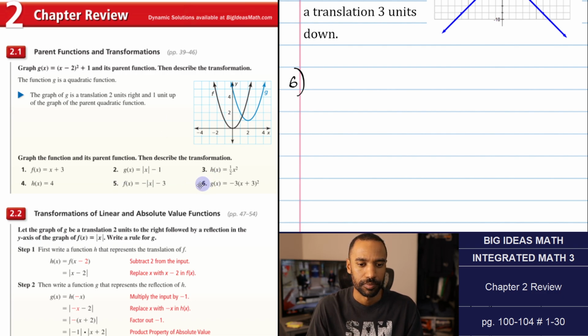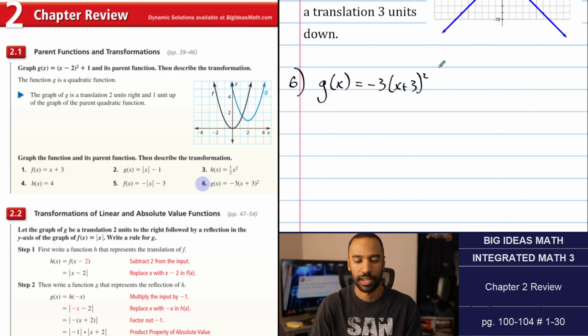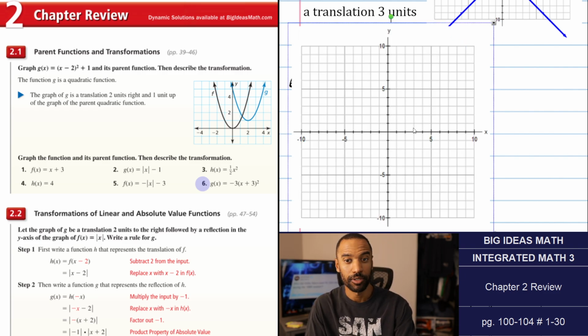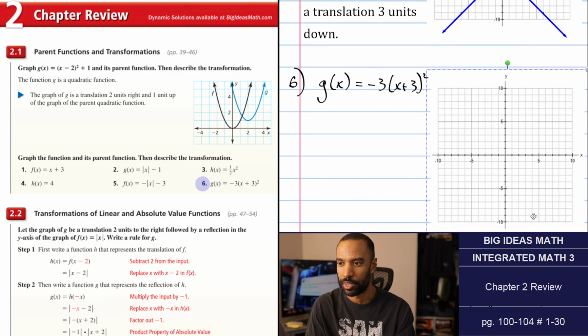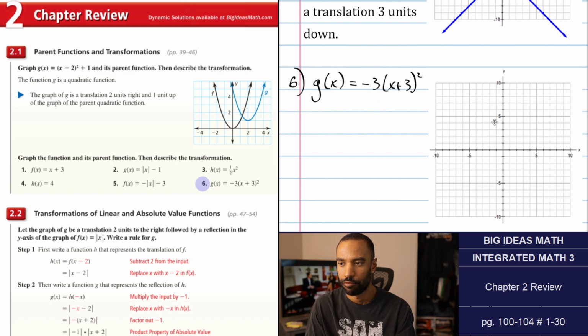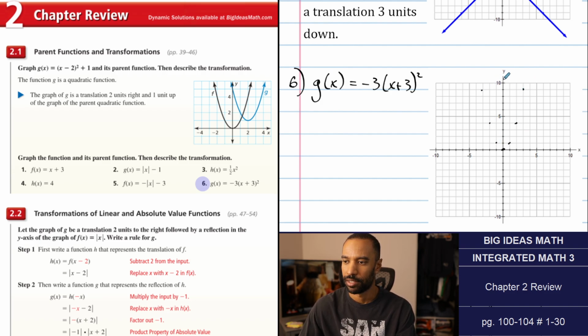Number 6, g of x equals negative 3 times x plus 3 quantity squared. Once again, this was at a time that they probably assumed you were graphing using a table. Never assume I'm going to graph using a table. And in this case, I'm going to do the graph first, and then we'll get to the transformation after. So the original function again with x squared: 1, 1, 2, 4, 3, 9, and reflect those points over here like that. And here's the parent function.